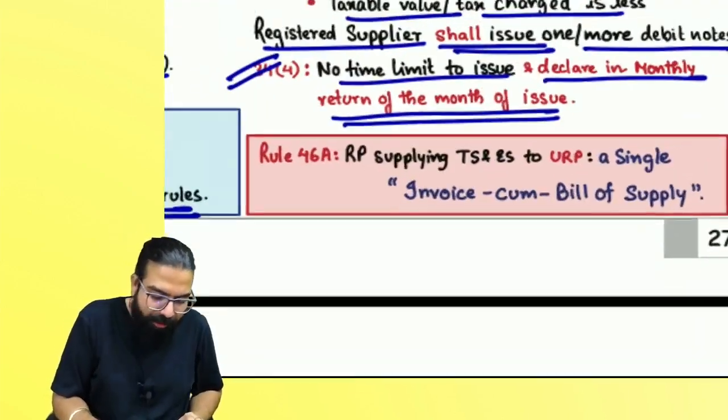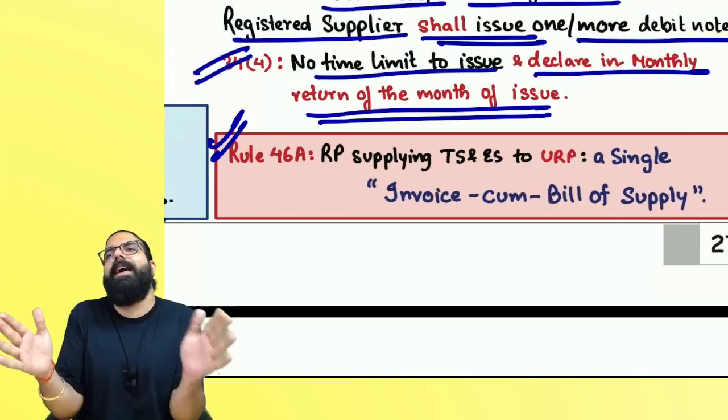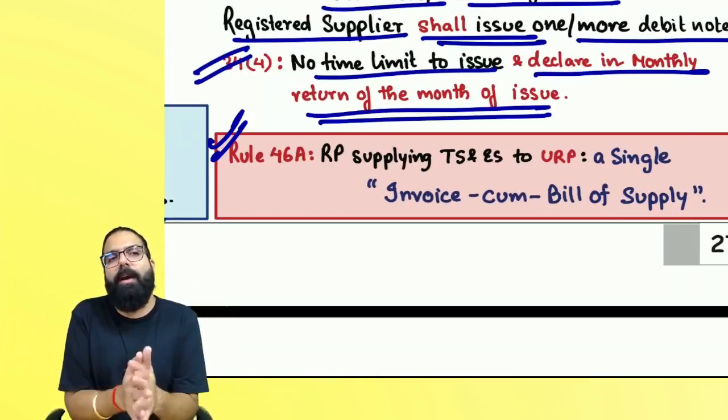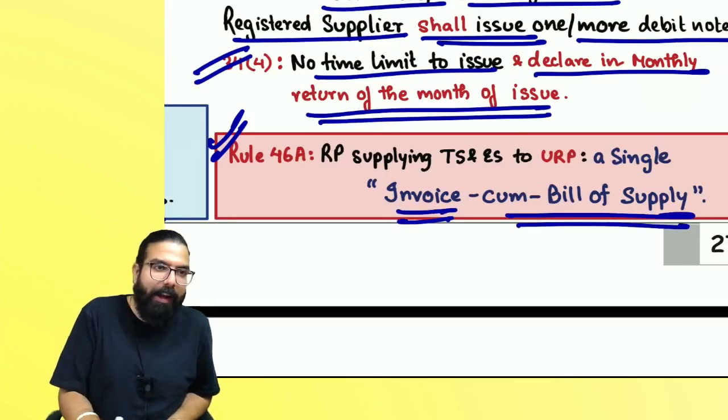Besides this, if you see over here, rule number 46M, I have told you, if you are supplying taxable supply and exempt supply both, not to a registered person but to an unregistered person, then you can give one single document. The name of the document can be invoice cum bill of supply.